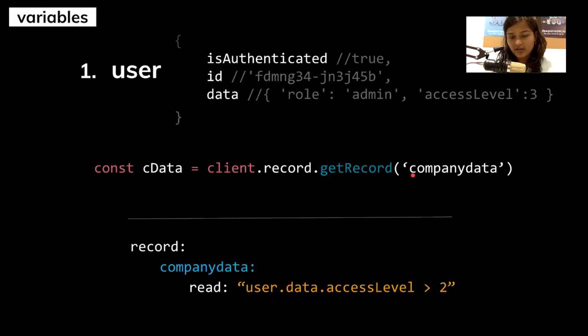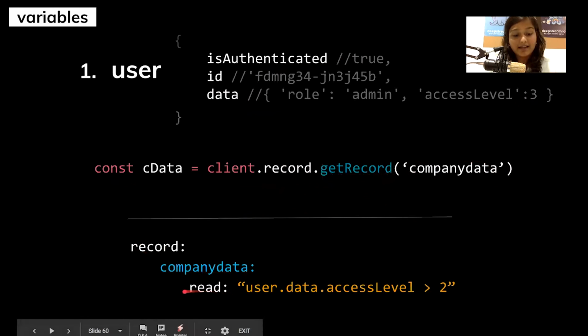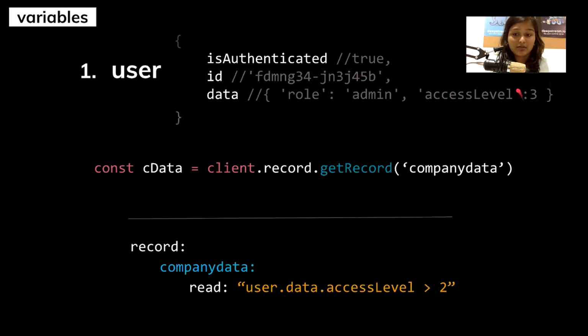Now I'm getting the record. I'm reading the record by the name company data. And in the permissions, I have record, name of the record, which is company data. I can allow only those people to read that particular record if their access level is greater than 2. So again, it is user within that data, within that access level. User data access level is greater than 2, which is true in this particular case because the user has the access level 3. So basically, the user gets to read the company data, the record by the name company data. Simple as that.